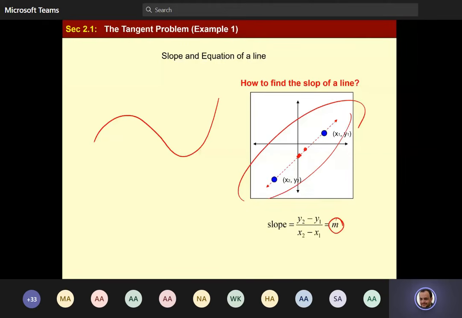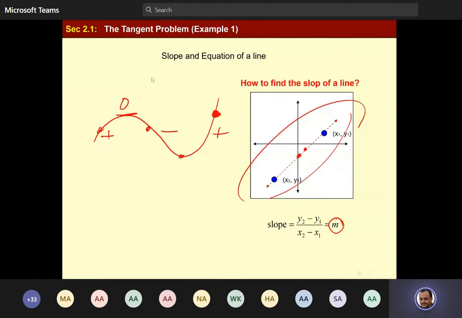Is this idea applicable for curves like this? Will the slope be the same? No, the slope at this point is not the same as here, is not the same as here. The slope here is positive. The slope here is negative. The slope here is positive. The slope here is 0. You got my point, ya shabab?